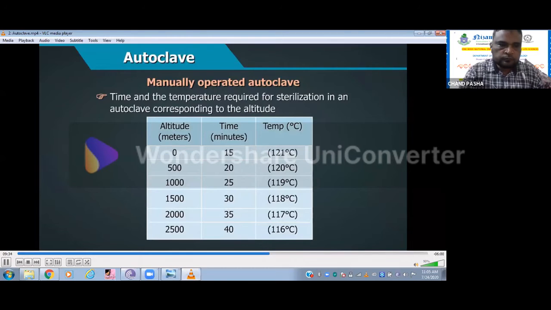Depending on altitude, set the timer. This chart gives the time and the temperature required, which should be considered. When you are working on the third floor or above, the altitude will be increased, so 15 lbs, which is normally what we use, is not going to be enough. This should be taken into consideration. Even the package on the high altitude requires a prolonged time. You can see this here: sterilization in an autoclave corresponding to the altitude.